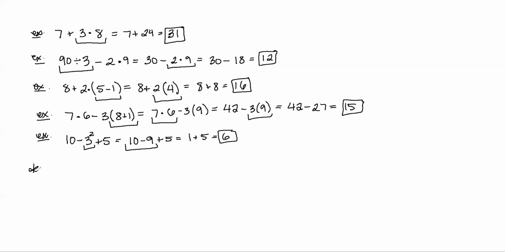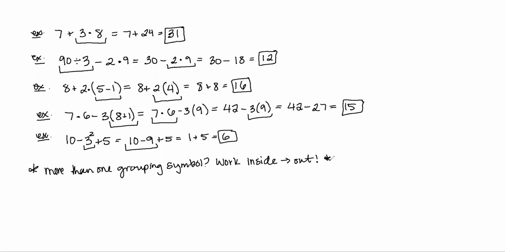All right. So now these next two examples are going to have multiple sets of grouping symbols. So if we have more than one grouping symbol, which is pretty common when you're doing these order of operations questions, we're going to work from the inside out. So that means we're going to start with the innermost set of grouping symbols and work our way out.